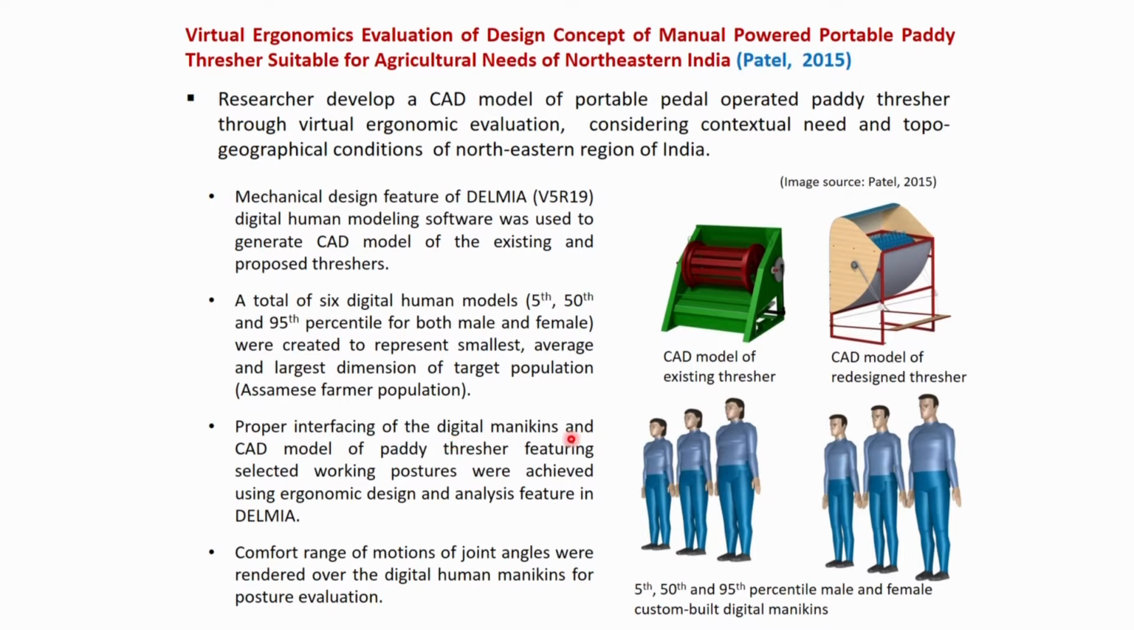Proper interfacing of the digital mannequins and CAD model of the paddy thresher featuring selected working postures are achieved using ergonomic design and analysis feature of Delmia software. So these are the 3 female models and these are the 3 male digital human models of farmers, and those are based on their working posture, interfaced with the CAD model of the existing thresher as well as newly developed thresher. Comfort range of motion of joint angles are also rendered over the digital mannequins for posture evaluation.